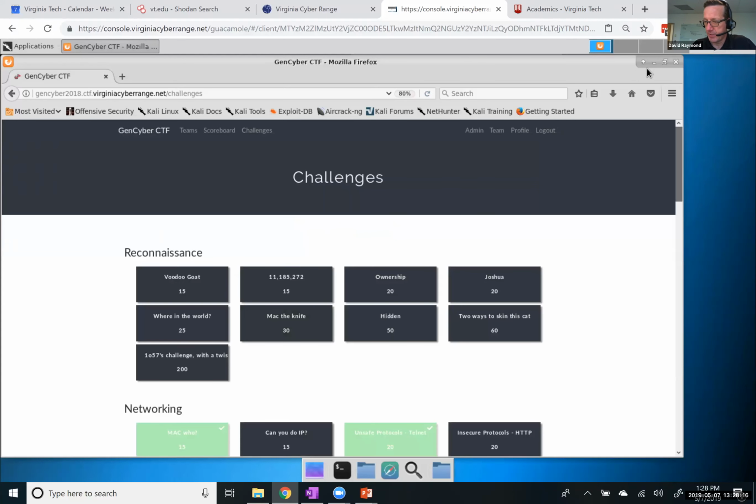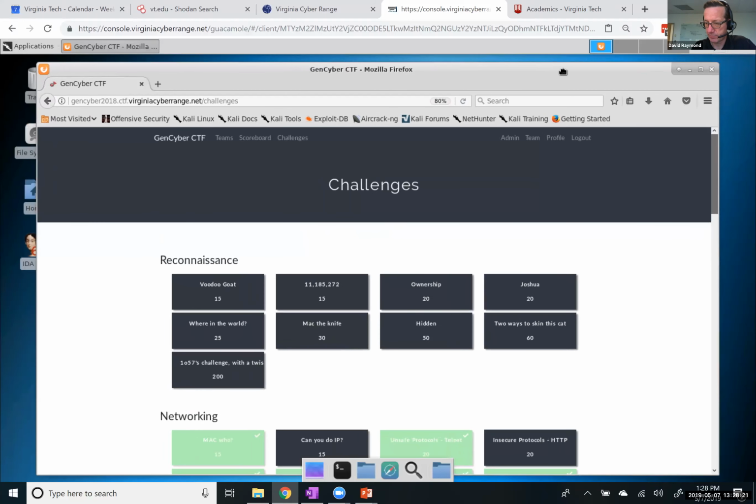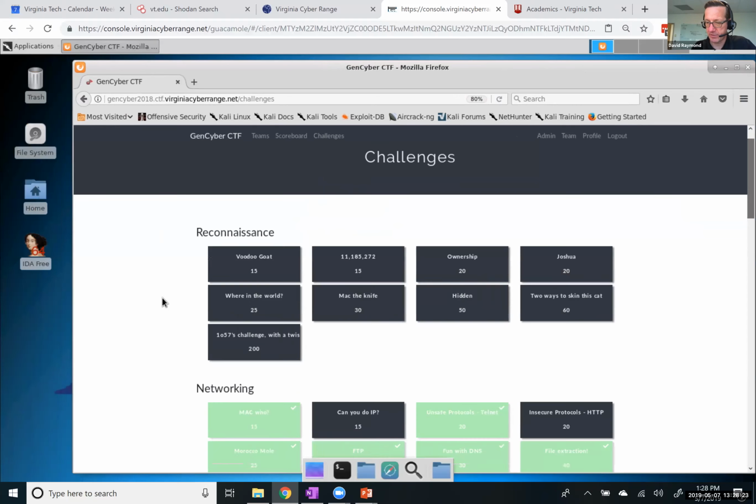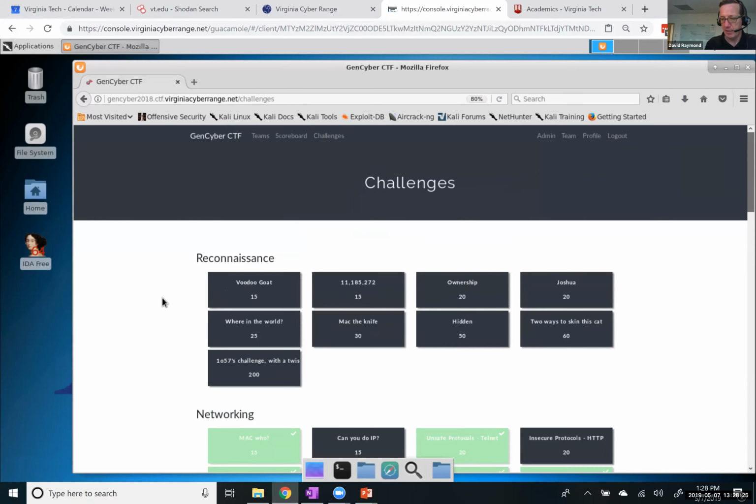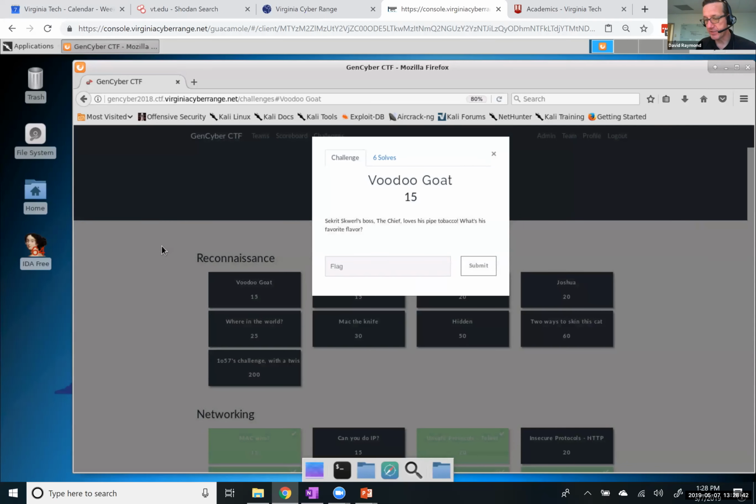All right, so here is our backer.io/practice CTF. Reconnaissance challenges are all right up here at the top, right? So we'll just dive in here. Here's the first reconnaissance challenge. It's called Voodoo Goat. And it says, Secret Squirrel's boss, the chief, loves his pipe tobacco. What's his favorite flavor?